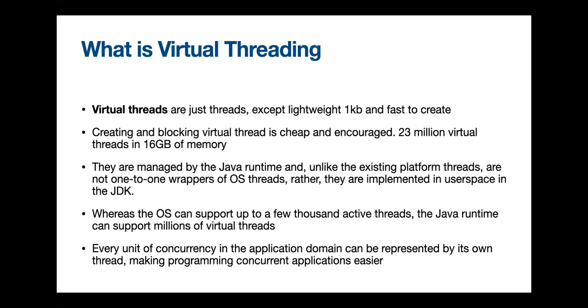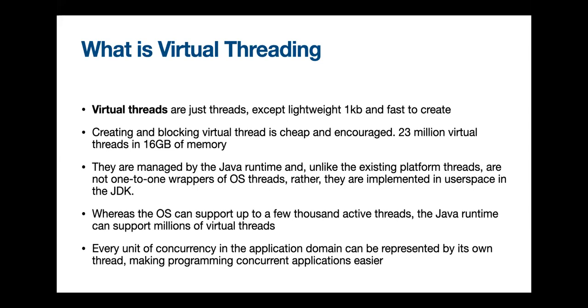So virtual threads, we're just going to treat like threads. They're just called virtual threads. They're very lightweight, 1 kilobyte, fast to create. Creating and blocking. So we had just talked about what blocking is. A thread moves and then holds there until it gets whatever it needs, and then we continue on. Creating and blocking a virtual thread is cheap and encouraged. So 23 million virtual threads is about 16 gigabytes in memory.